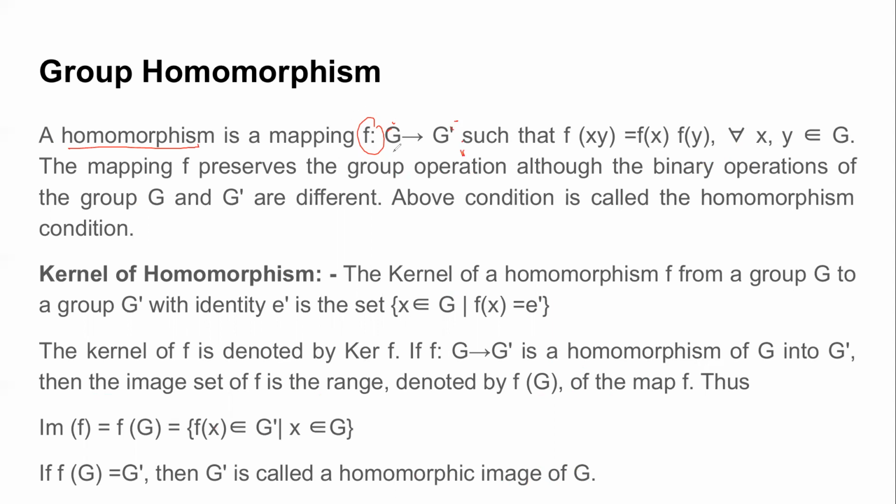Okay, so a mapping f from group G to G prime such that f of (x, y) is equal to f of x, f of y. That means if you consider the inputs x and y from a given set G, the mapping is going to preserve the group operation. If you take the input as the binary operation of x and y, it will be the same as applying f on x, applying f on y, and then performing the operation.